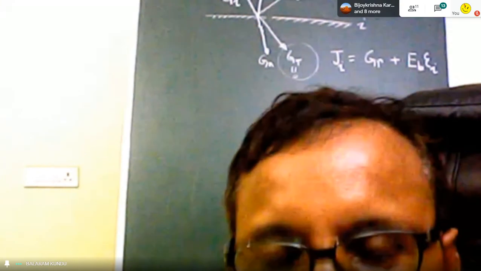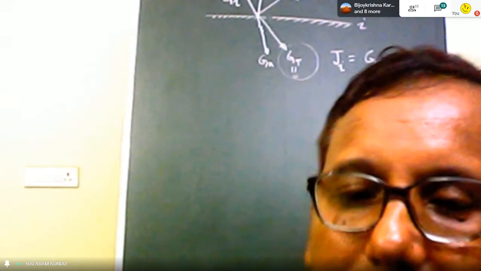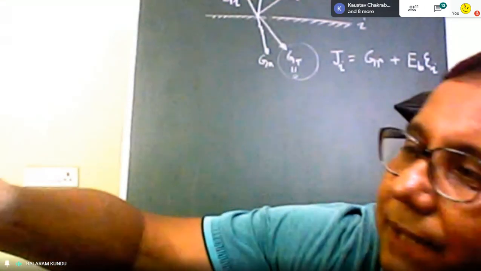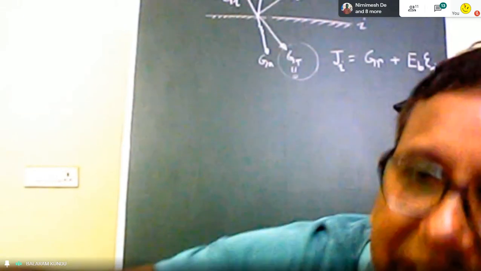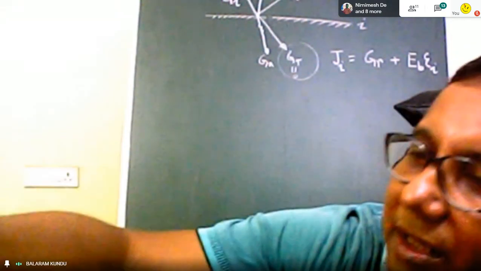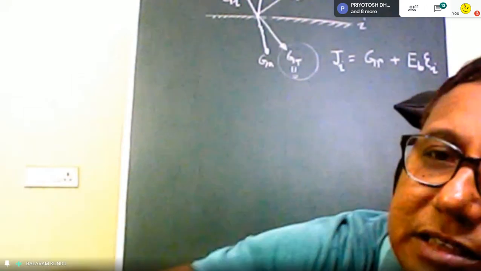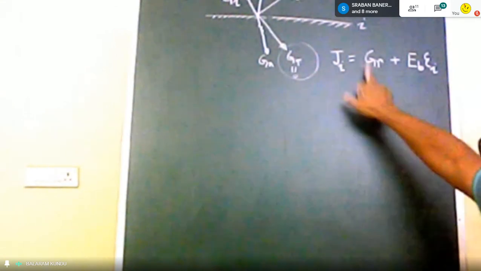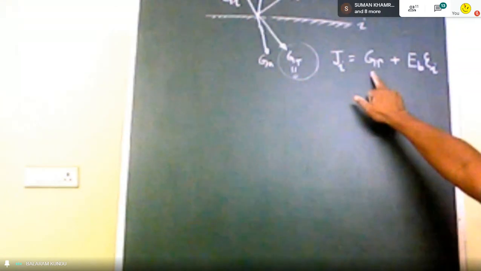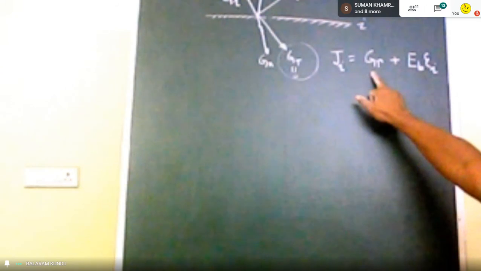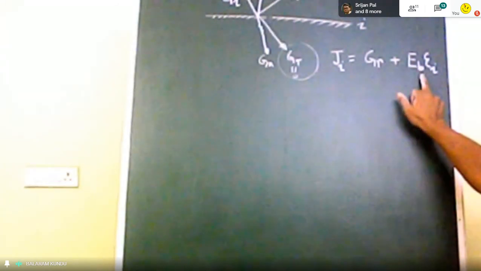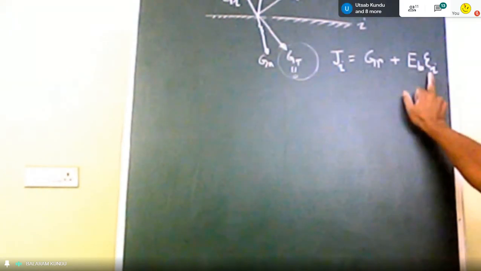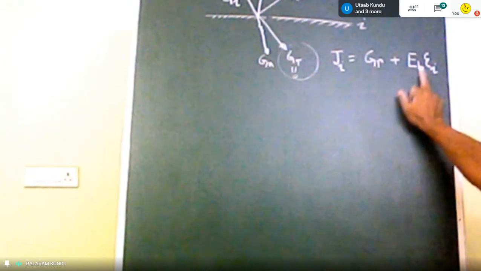Sir, GR plus. So total radiation flux leaving a surface is called radiosity. It has two components. One is the reflected component, another is the emitted component. So J suffix I has two components. This is the reflected component GR, plus the emitted component, or emissive power of a real surface, that is EB into epsilon I.